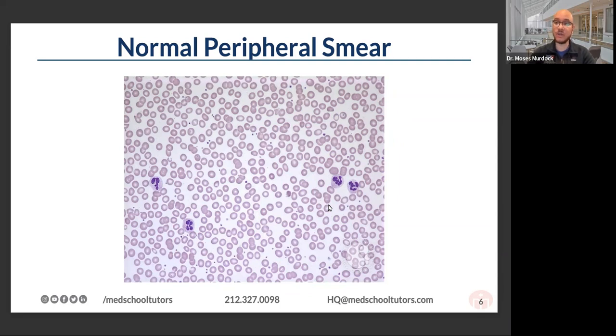You're looking at each of those cellular lines. You're looking at the size of the cell. You're looking if there are deformities in the appearance of the cell. Are there too many or too few?